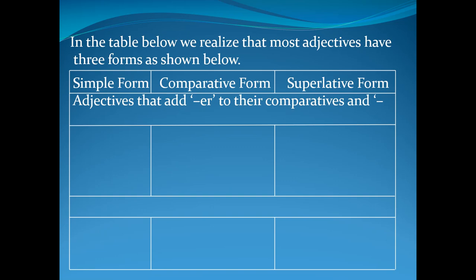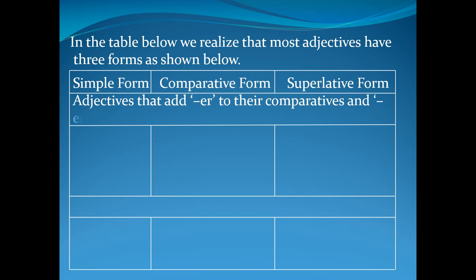There we are going to look at the different forms. The simple form of the adjectives, the comparative form of the adjectives, and then the superlative, to see the differences here and there. We've said in the table below, we realize that most adjectives have 3 forms as shown below: simple form, comparative form, and then superlative form.